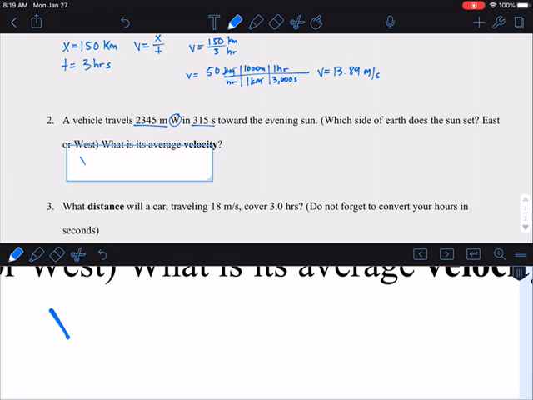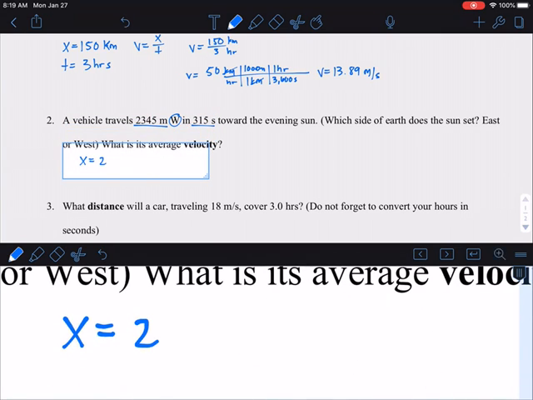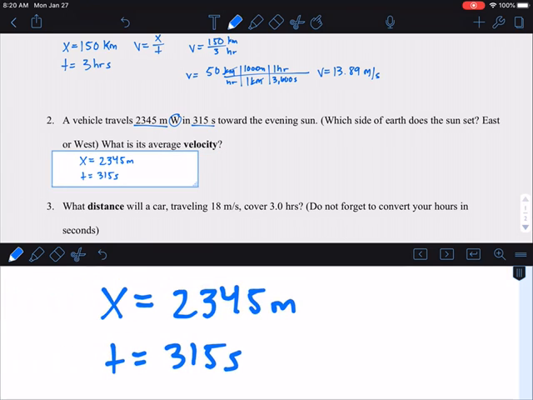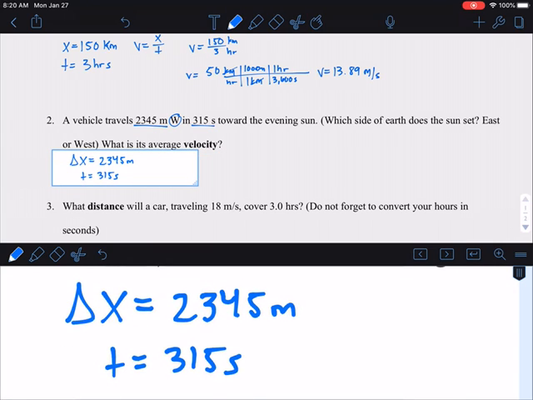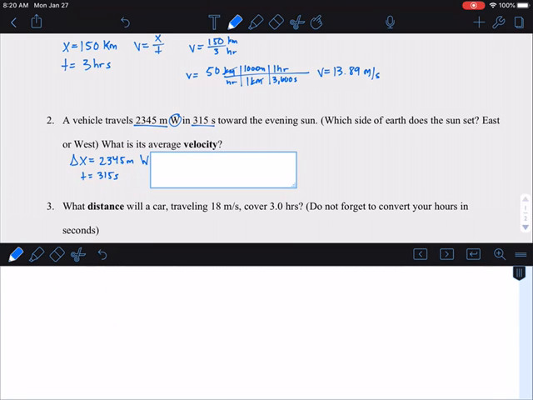So I saw that x is distance, and meters measures distance, so the distance that I traveled was 2,345 meters. My time was 315 seconds. Technically this is displacement since we know that it's west. So what's his average velocity? Well, velocity is equal to displacement divided by time.